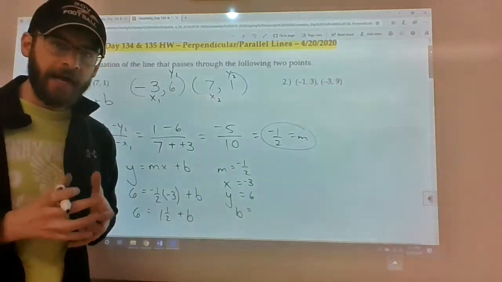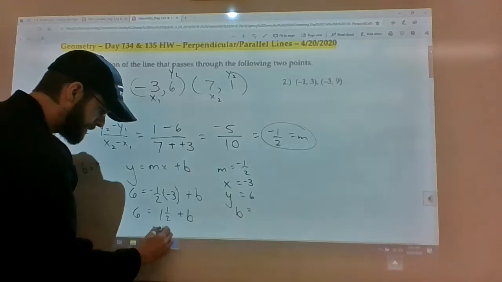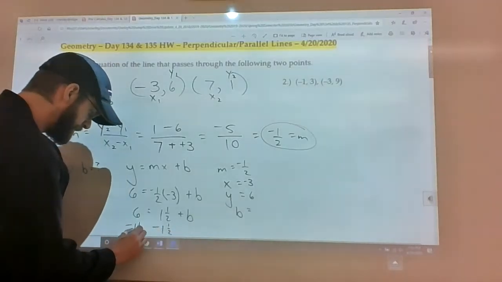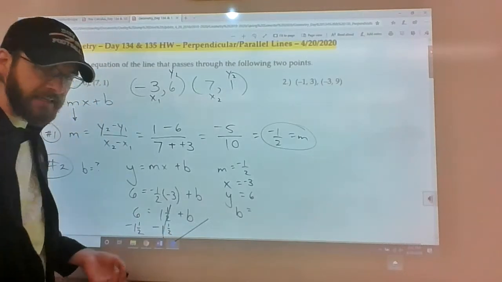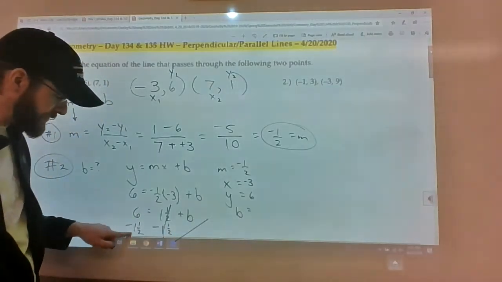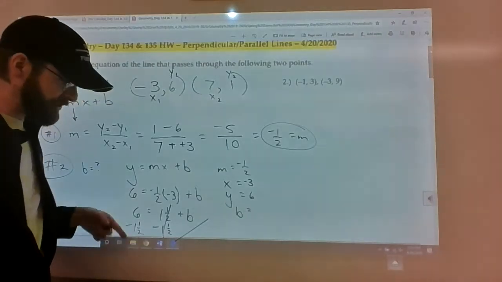And then to get b by itself, you subtract the 1.5 from both sides. So these cancel out. B is by itself. 6 minus 1 is 5, but you have to take a half more out. So that's 4.5.